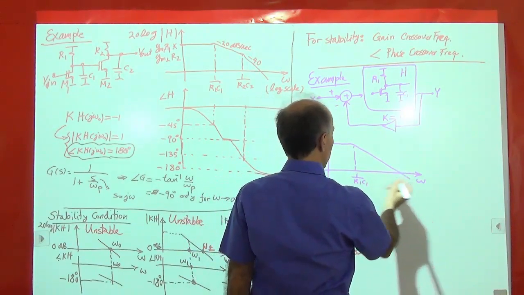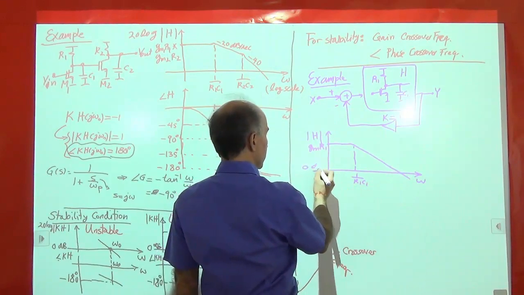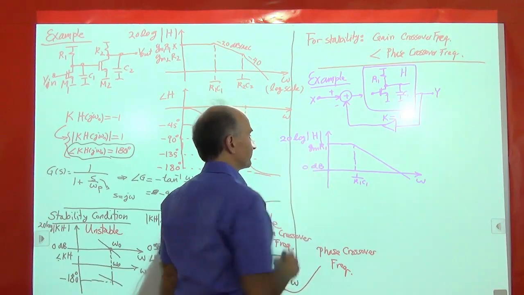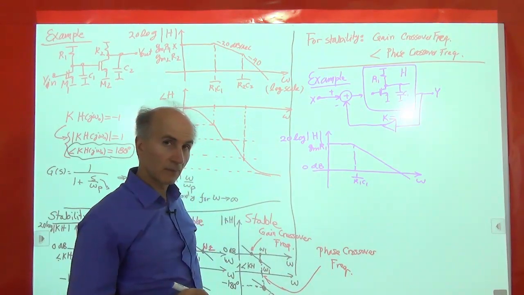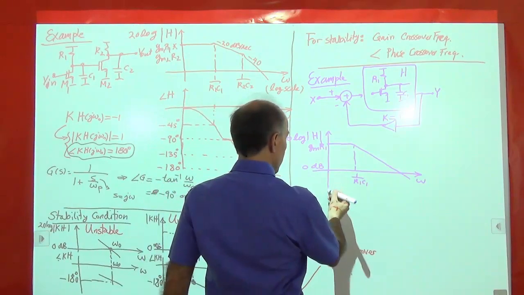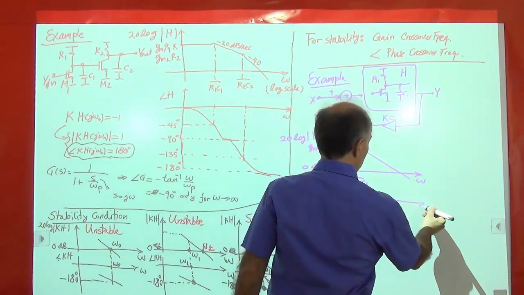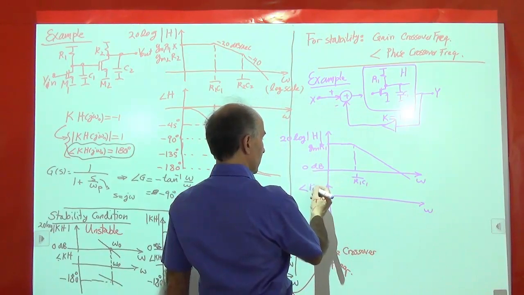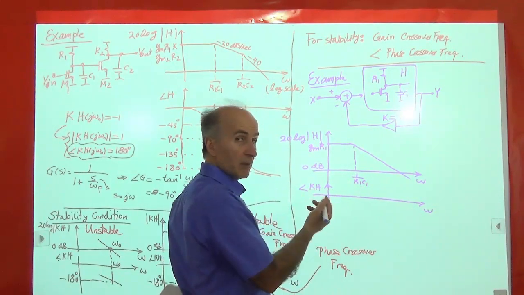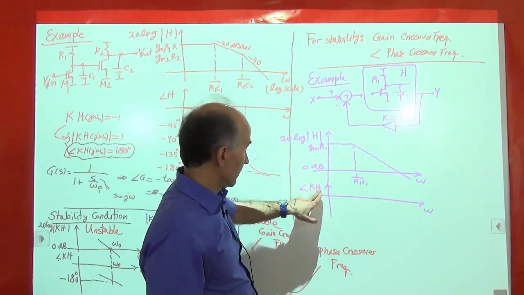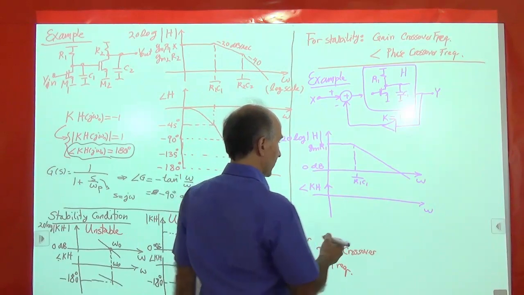Eventually, this will hit 0 dB right here. So this is 20 log of that. Okay, let's construct a phase profile as well. So here's the phase profile. You can call it KH or H, doesn't matter. K doesn't have a phase shift anyway, so it's just the angle of KH.